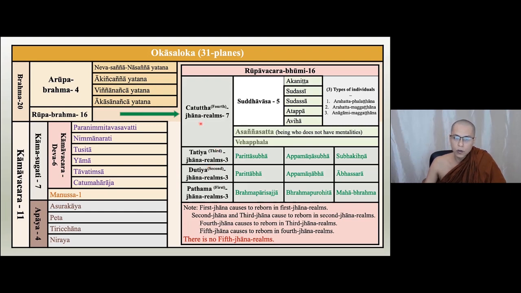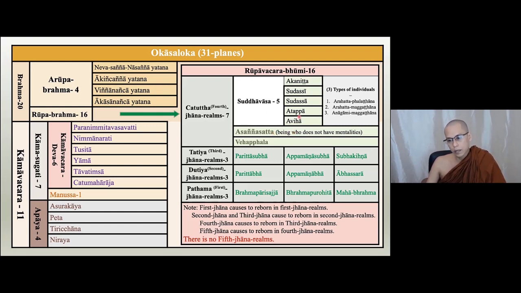As mentioned here, there is no fifth jhana realm. The rest must be included in the fourth jhana realms. So there are seven fourth jhana realms. These seven fourth jhana realms are also divided into three divisions. One is Vehapphala, related to all beings, ordinary or noble persons. Asannasatta is only for ordinary persons, puthujjana.